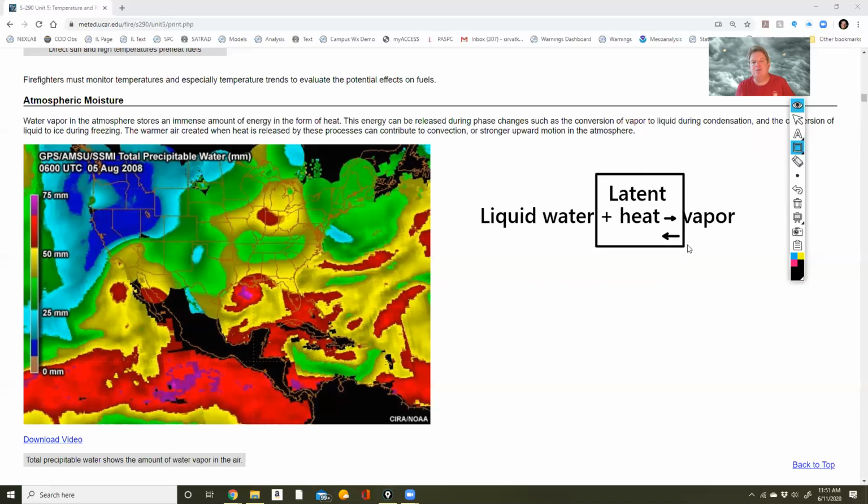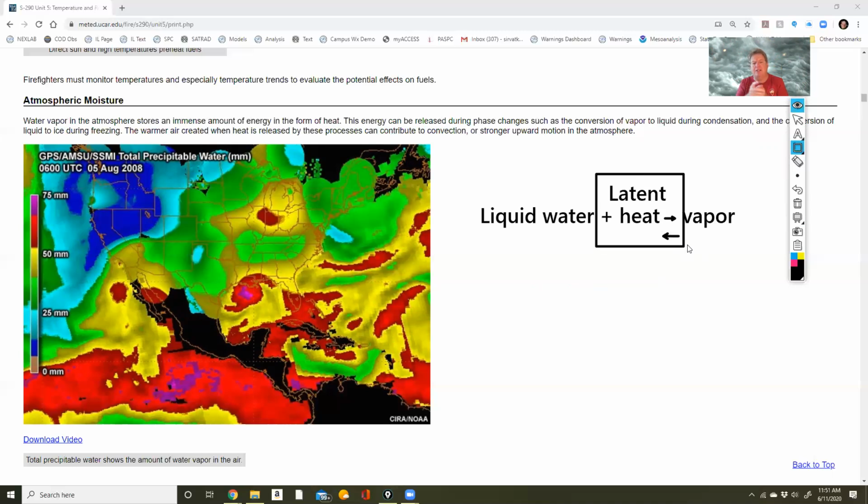So latent heat is being released. Where is it released? It's still adiabatic, which means without heat. It's not outside of the box. Heat is inside the box. So at the same time it wants to cool, it's now also getting warmed by the release of latent heat.